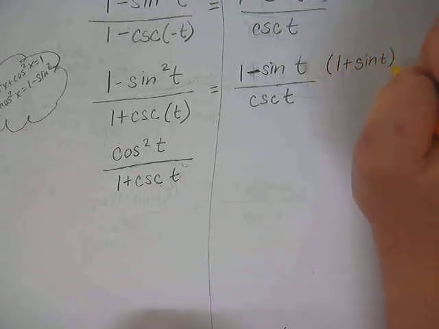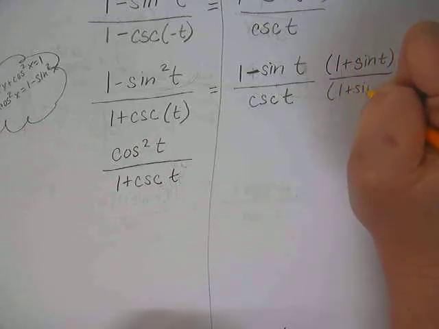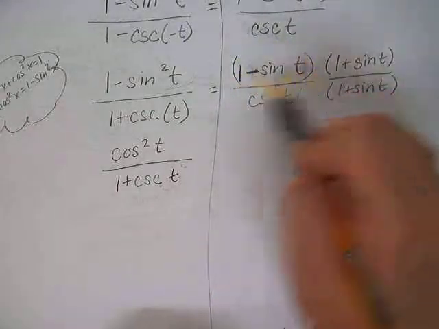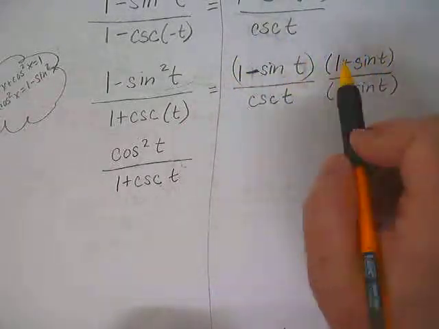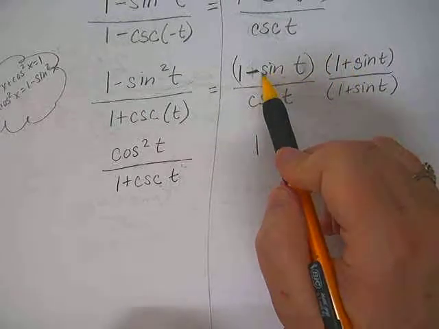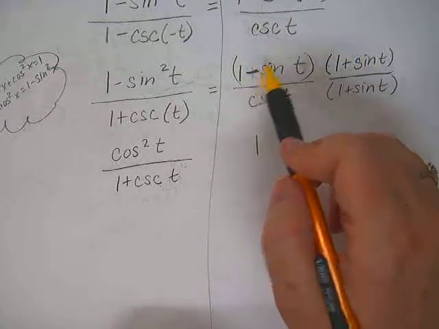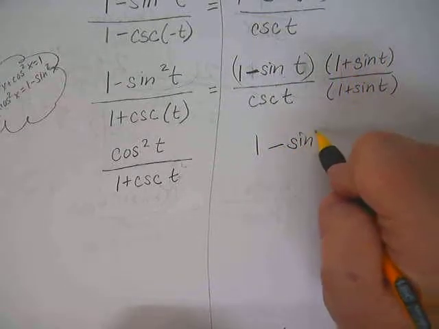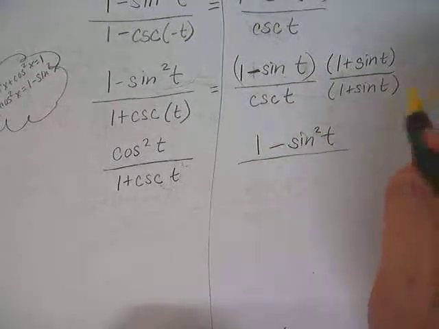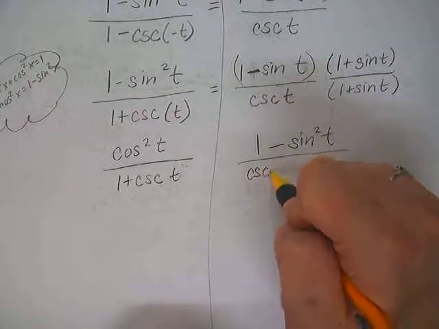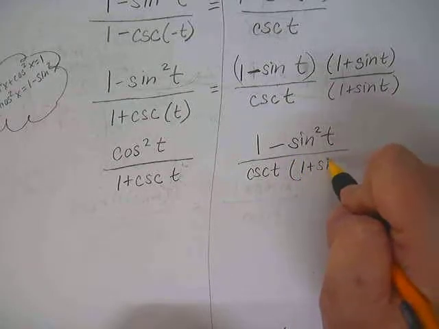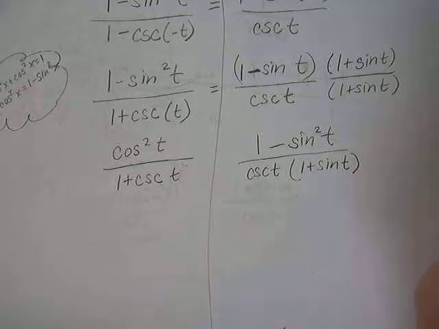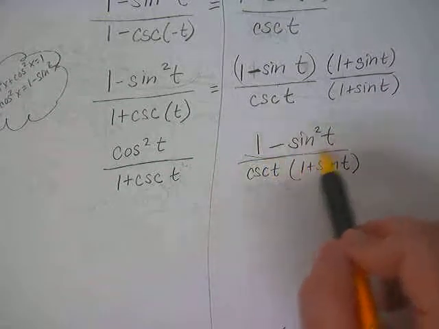We did that in one of the other problems we did today. So let's multiply by the conjugate on the top and the bottom, which means we're multiplying by a value of 1. Okay, so for the conjugates on the top, we just FOIL that out. So 1 times 1 is 1, and negative sine t and positive sine t will cancel out, and then negative sine t times positive sine t is negative sine t, the whole thing squared, so we put the square there. Then on the bottom we have the cosecant and this 1 plus sine t that we just multiplied by.